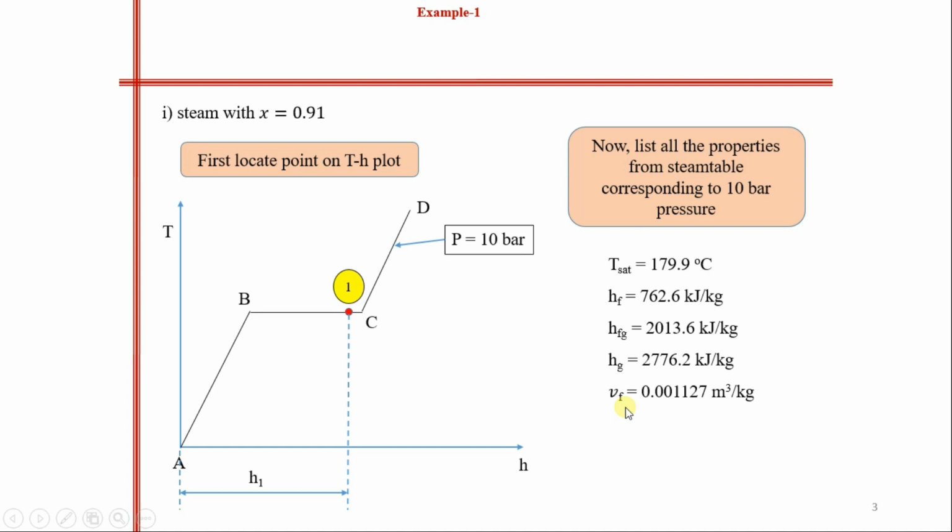vf means specific volume of fluid, means specific volume of liquid at point B where we have saturated liquid. vf is 0.001127 meter cube per kg. And vg means specific volume of dry saturated steam, or specific volume of gas. It is equal to 0.194 meter cube per kg at point C. So now we have collected all the properties from the steam table corresponding to 10 bar pressure.